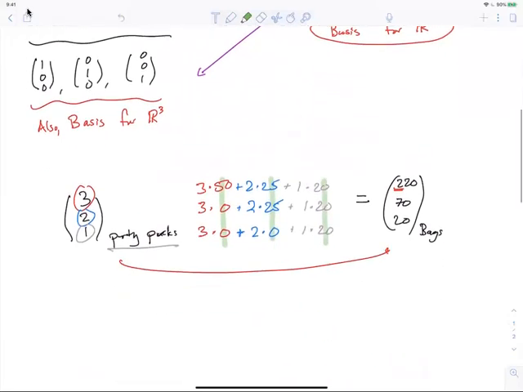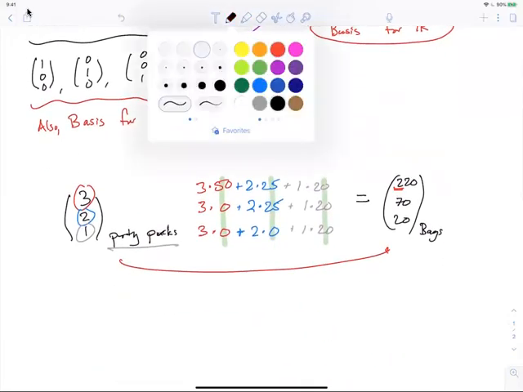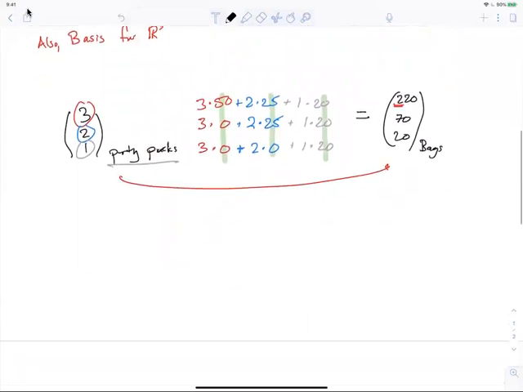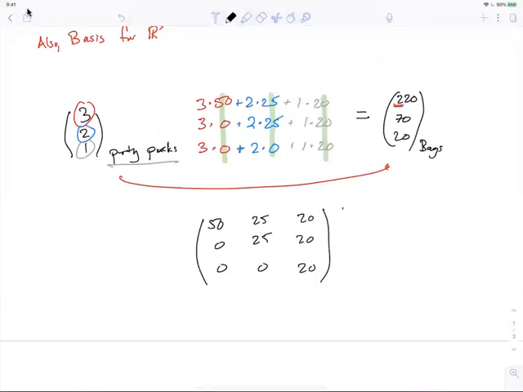And what's really happening is we're multiplying that matrix times a vector. And that vector happens to be 3, 2, 1. So if we multiply this matrix times 3, 2, 1, and just emphasize this is party packs, you get the same thing in just bags.